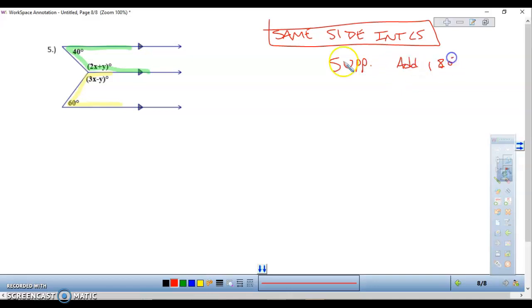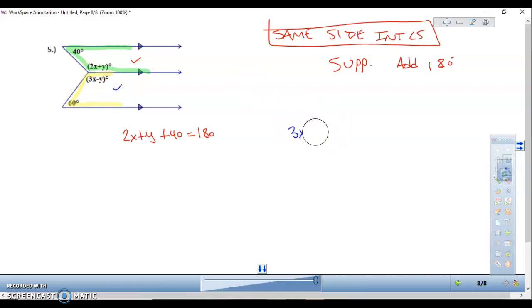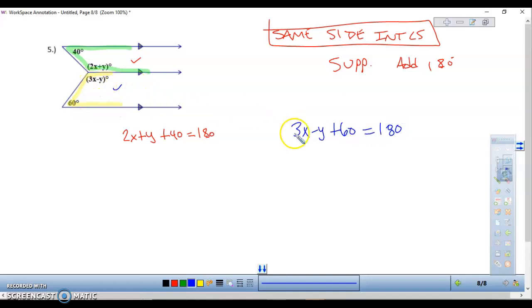So here's what I know. I know that 40 plus 2x plus y has to equal 180 degrees. And I know from this pair of same side interior angles that 3x minus y, let me try that again, 3x minus y plus 60 also have to add to 180. These are also same side interior angles. So I have two variables. I have two equations. This is a system of equations.